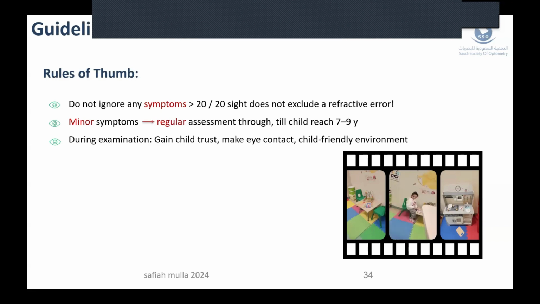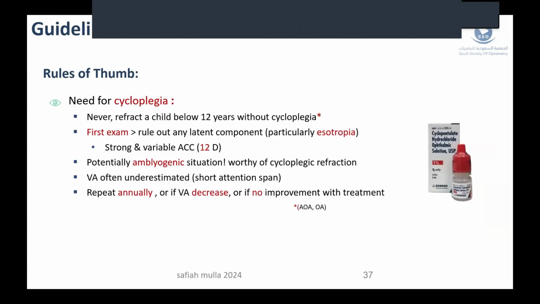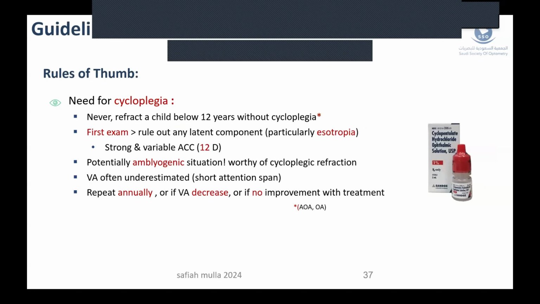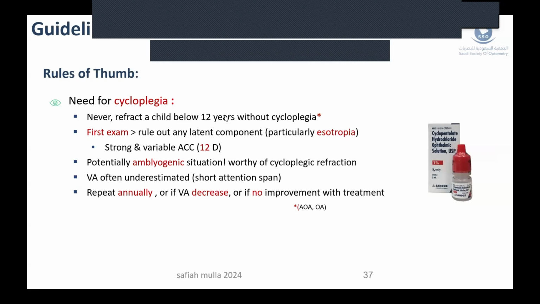Okay, the other rule of thumb is the need for cycloplegia. We never refract a child below 12 years without cycloplegia, especially in the first exam or first visit, because we want to rule out any latent components, especially esotropia, and we know that they have a large amount of accommodation and variable accommodation. It can reach up to 12 diopters.